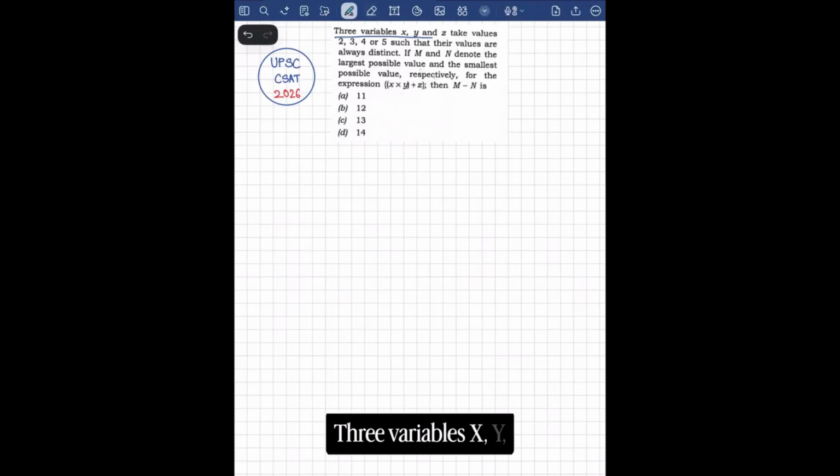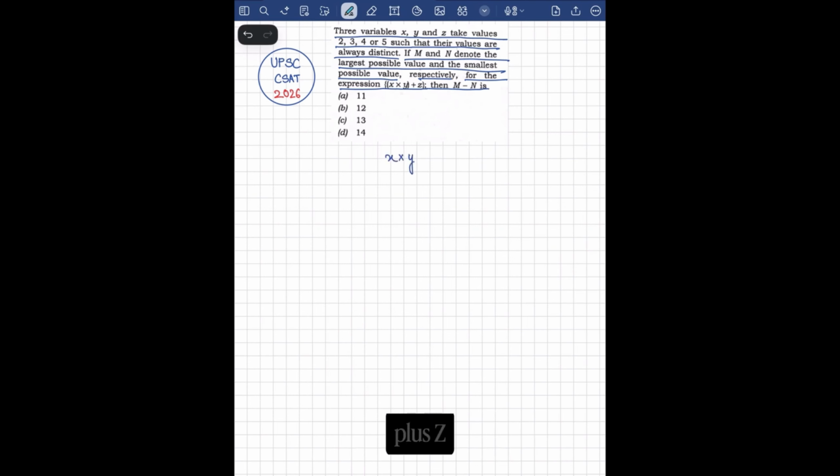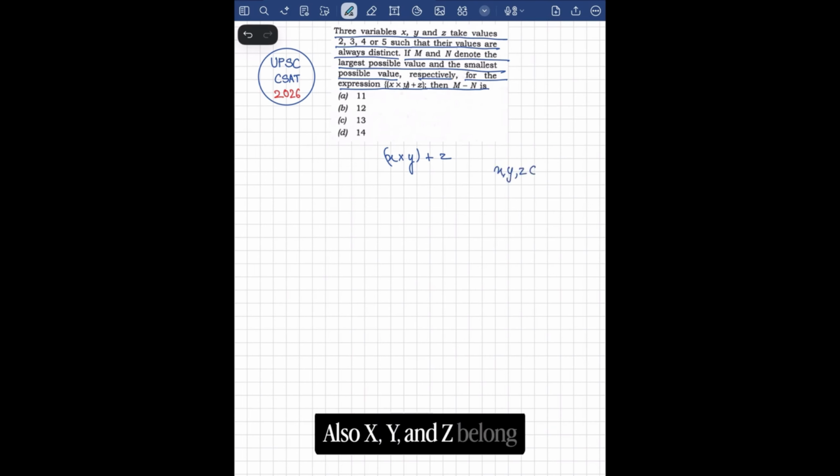3 variables x, y and z take values 2, 3, 4 or 5 such that their values are always distinct. If m and n denote the largest possible value and the smallest possible value respectively for the expression x into y plus z, then m minus n is, so we'll write down the expression first, x into y plus z. Also, x, y, and z belong to a set containing 2, 3, 4, and 5. X, y, z are distinct values.